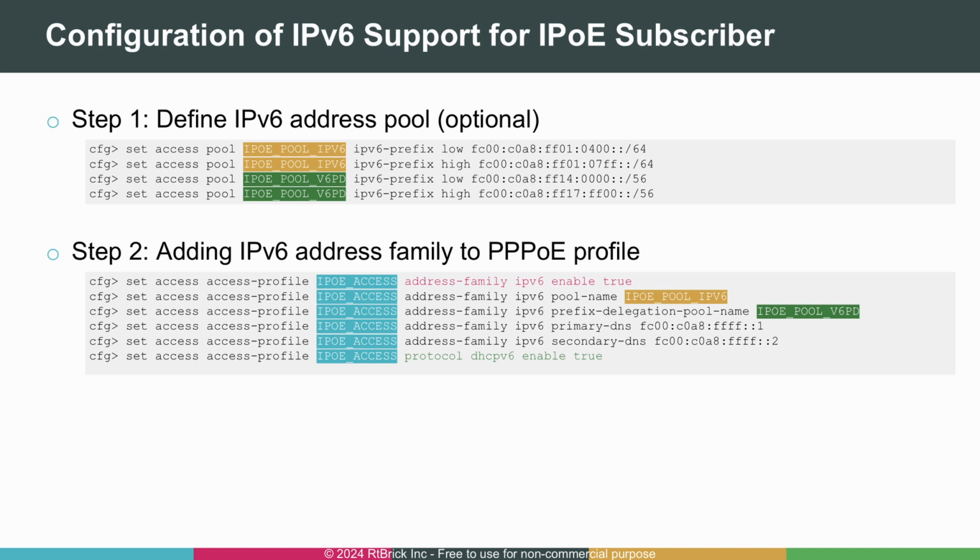To summarize, in contrast to IPv4, with IPv6 we need 2 address pools, one for the WAN links and one for the delegated prefix. In addition, the IPv6 address family needs to be activated, and the IPv6 address pools need to be associated. Last but not least, the DHCPv6 protocol is enabled.